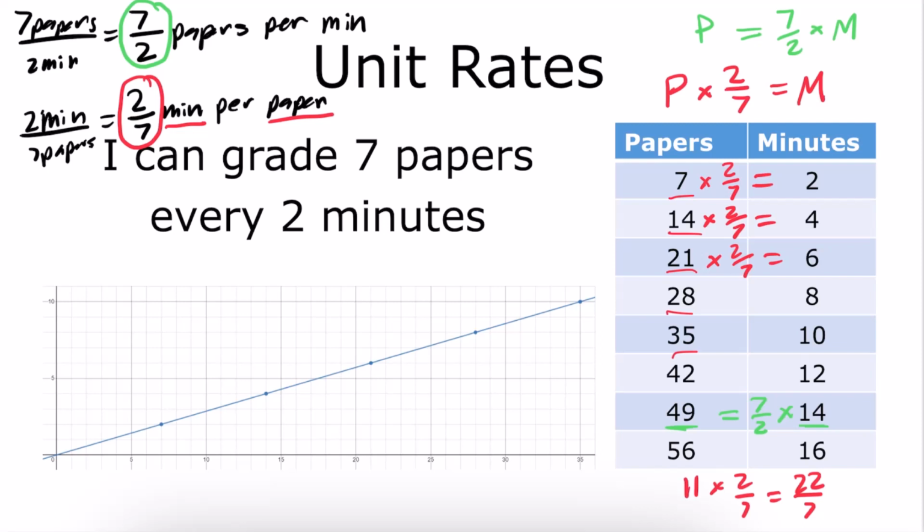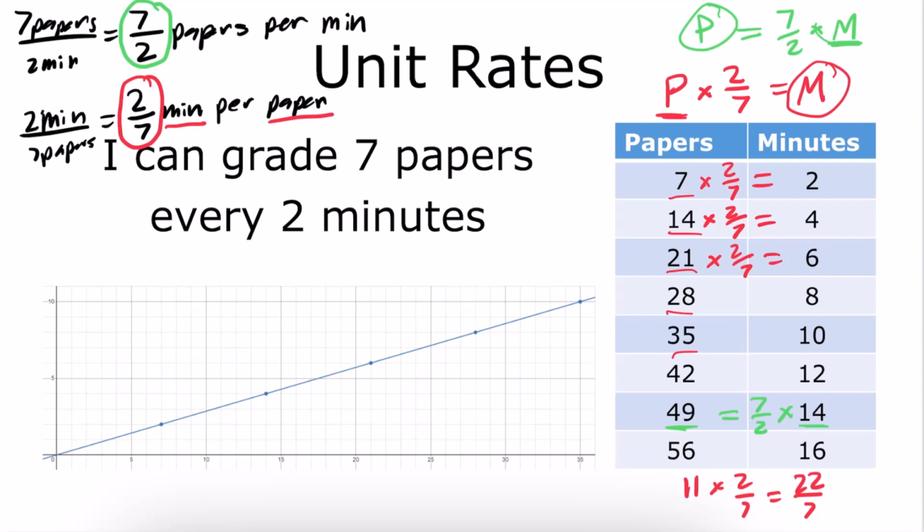And one equation, like this red one, would be useful if you knew how many papers you needed to grade and you were wondering how many minutes it would take, versus the green equation would be more useful if you knew how many minutes you had and you wanted to know how many papers you could grade. So both of these equations represent the same relationship. It's just dependent on which one's more useful.